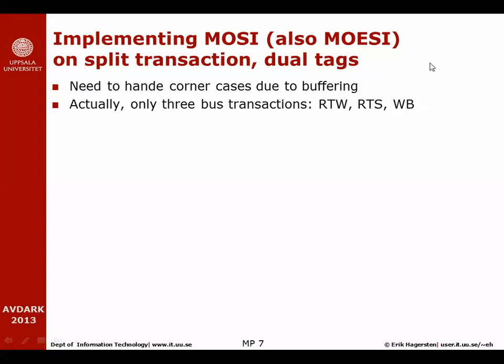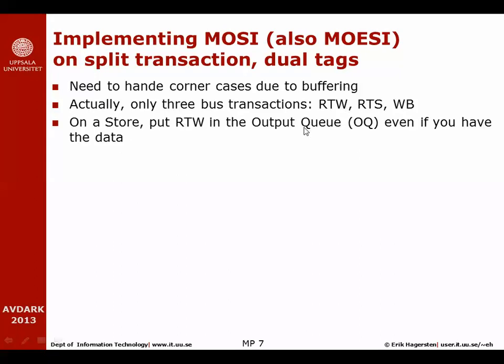And what we'll do is we encode the behavior of invalid and the old behavior of read to write in the same transaction. So even when we want just to invalidate the rest of the world, we will send a read to write transaction. So when we perform a store, we put the read to write transaction in the output queue, even if we already have the data. Now we have to modify the protocol slightly.